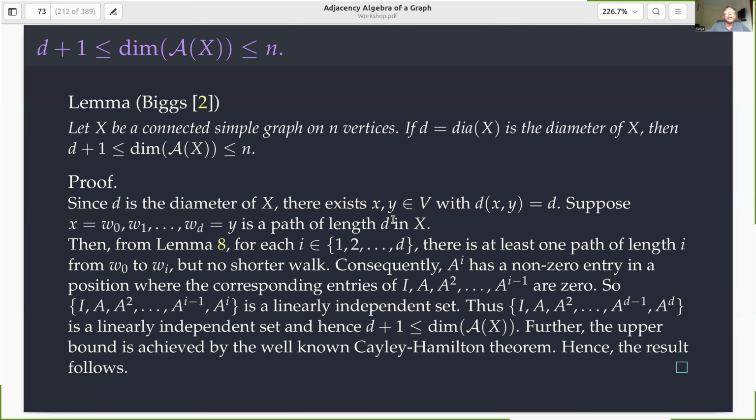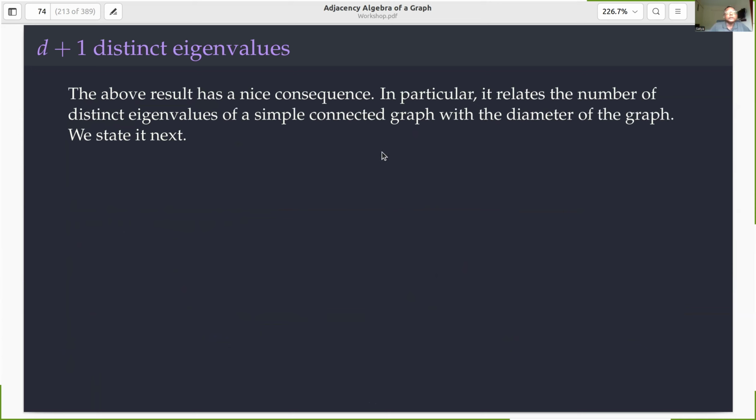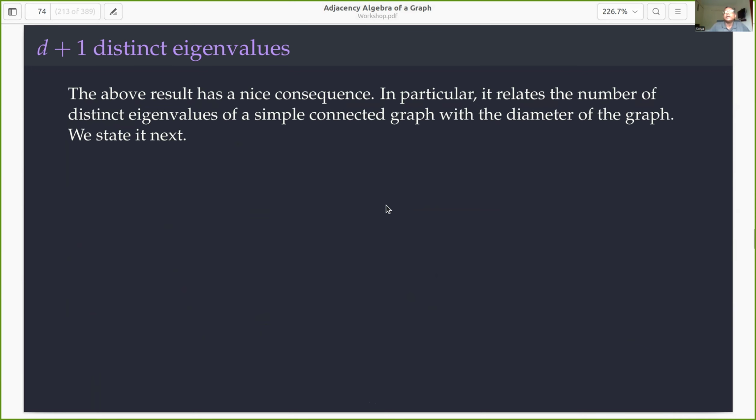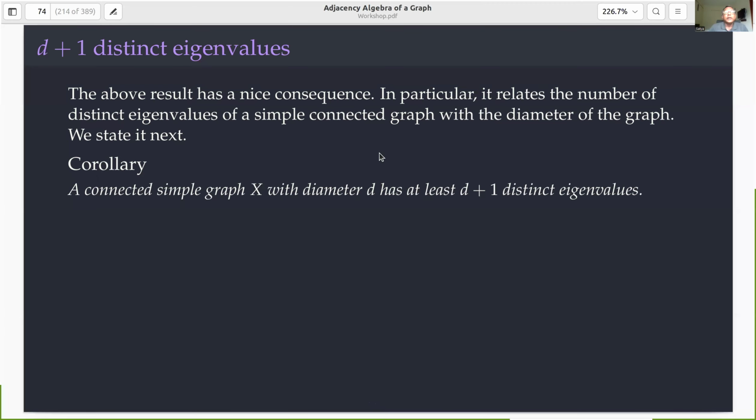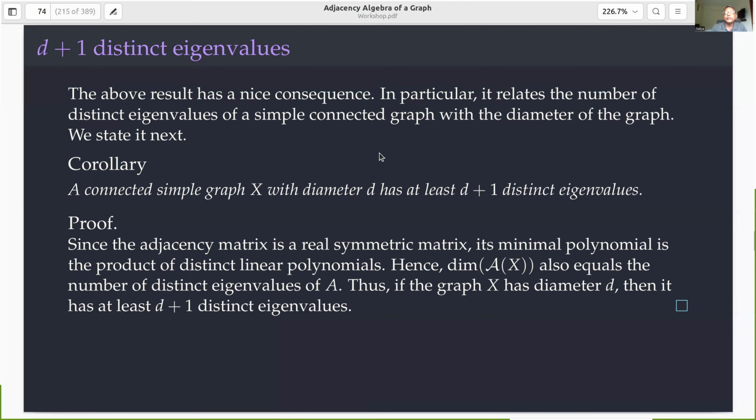Is connecting with the diameter of the graph, right? Yeah. So let us see that. This is an interesting thing, right? A connected simple graph with the diameter d has at least d plus 1 distinct eigenvalues. That is clear, right? So proof is also not required. I told you the dimension of A(G) is exactly equal to the number of distinct eigenvalues. So it is at least d plus 1.